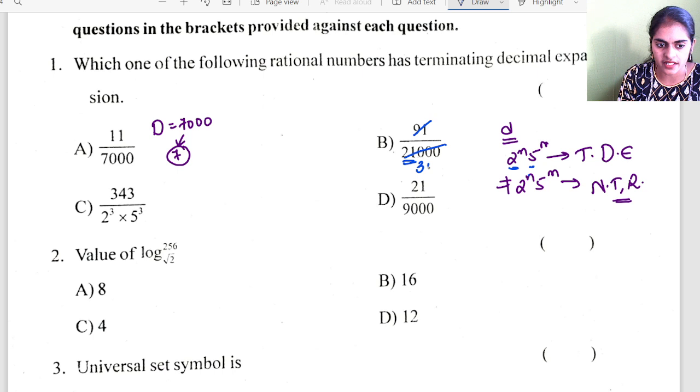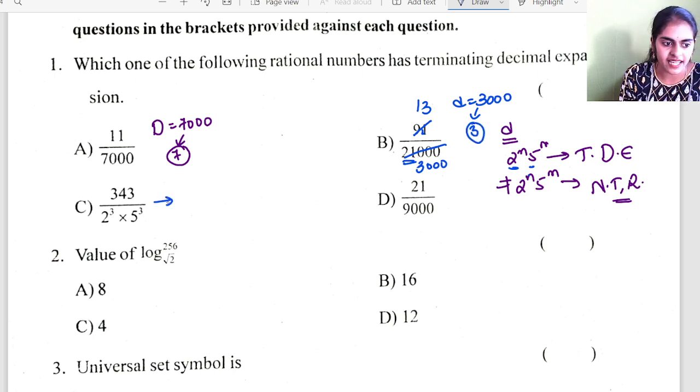So 7 3s are 21, 0 0 0, and 7 13s are 91. So now it is 13 upon 3000. Now this is in the simplest form. So always you should check if the given fraction is in the simplest form. Now this is in the simplest form, but here the denominator is again 3000. In 3000 you have a factor 3. So this is also non-terminating.